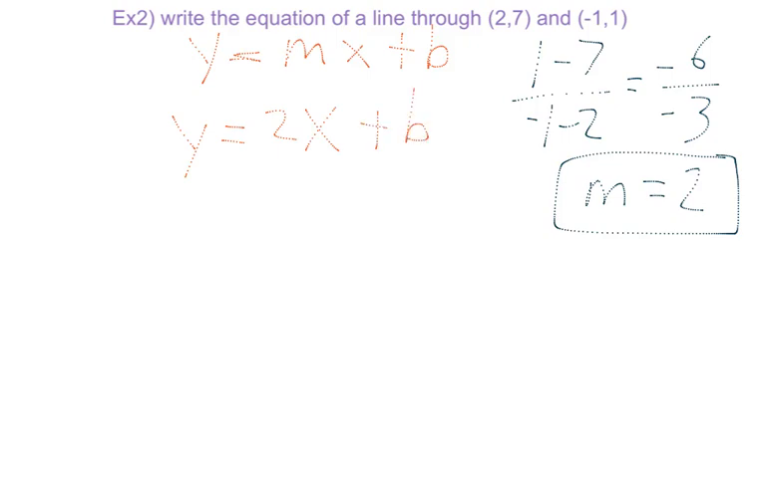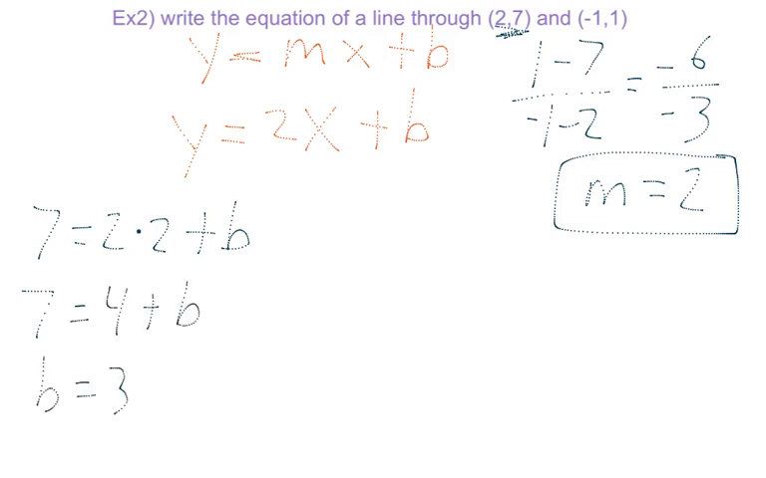Now here, once I have my slope, I can plug in either point I wish. It doesn't matter which one you pick. For right now, I'm going to pick (2, 7). Just keep it all positive. Why not? So what I have then is 7 equals 2 times 2 plus b. And so 7 equals 4 plus b, which means that b equals 3. Which means that my final answer is y equals 2x plus 3. That's the equation of the line through these 2 points.